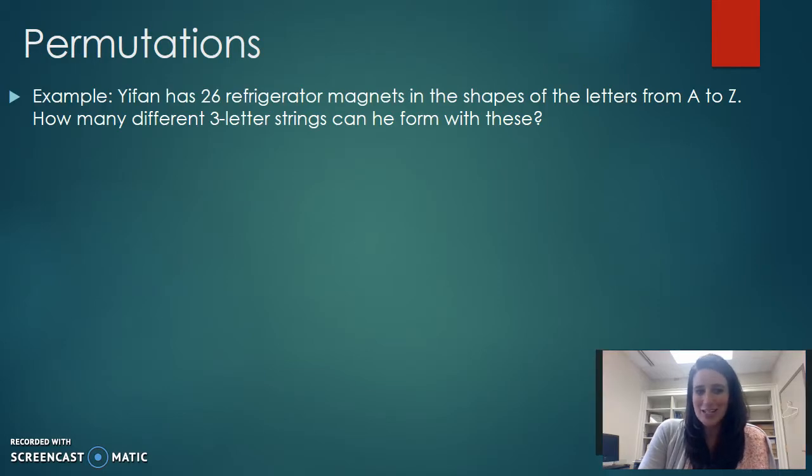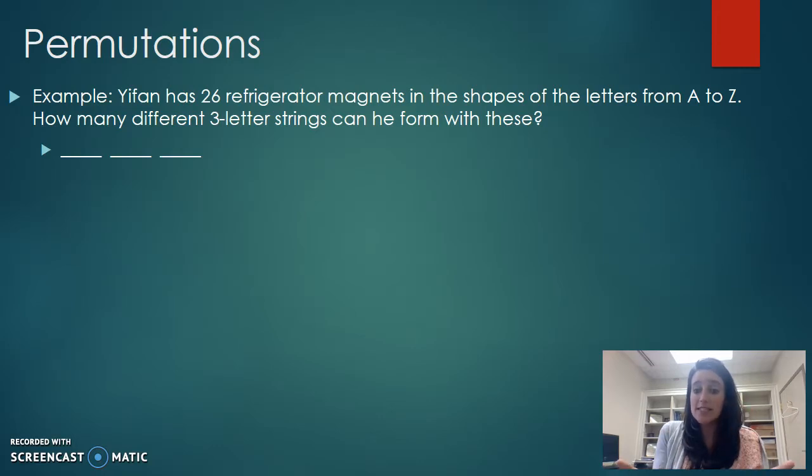An example of a permutation would be one where Yifan has 26 refrigerator magnets in the shapes of the letters from A to Z. How many different three-letter strings can he form with these? So this is a bit of a different question than I was asking in section 4.1 because there are only 26 physical refrigerator magnets. So once I make a selection for the first blank, if you want to call it that, that letter can no longer be used because I only have one magnet for each letter. So you still can think about it like a string of 3 blanks.